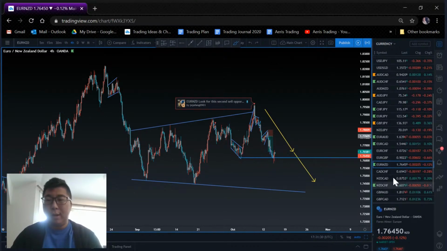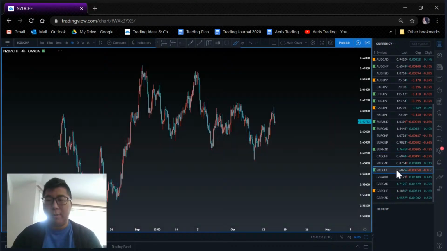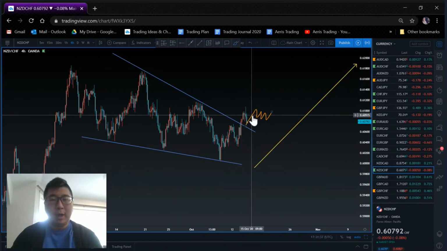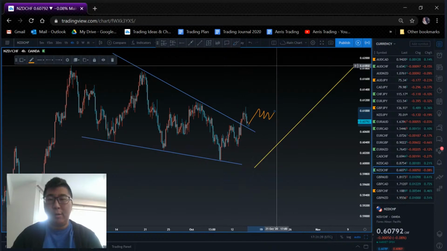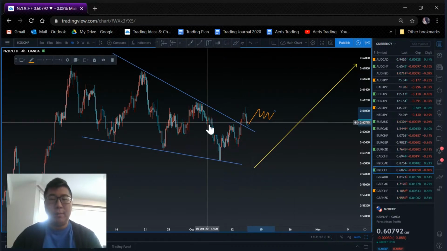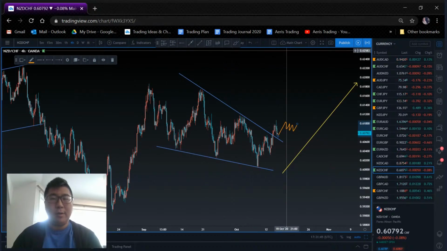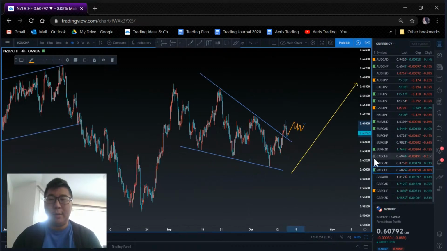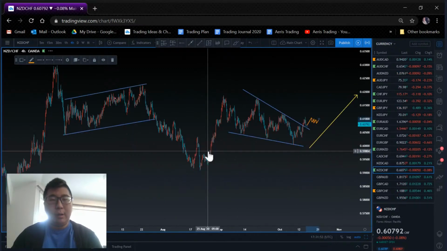So let's move on. That is Euro Kiwi, and there's one more to go over. So Kiwi Swiss. This one is more of a maybe, because I had Euro Kiwi before, right? That's why Kiwi Swiss is pretty much correlated. It's like a reversal. So that's why I wouldn't want to trade pretty much identical pairs, right? Euro Kiwi, Kiwi Swiss. But I like the latest price action.